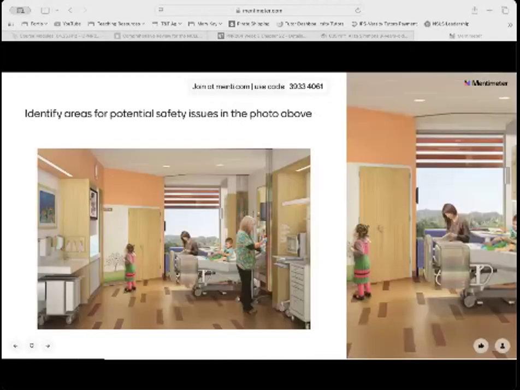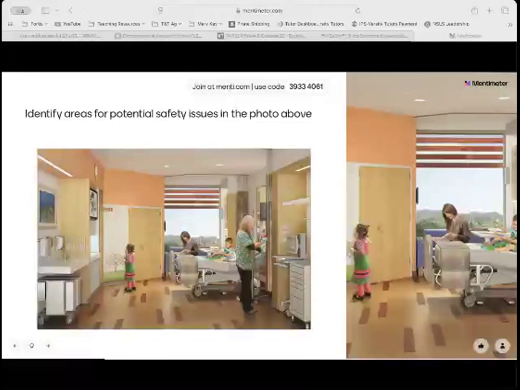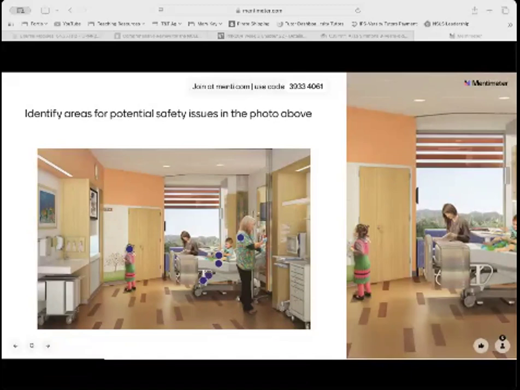Tell me some of the things that you see that are wrong or potential safety issues in that photo. You can either click on the photo or you can just shout them out. Tell me what you see. We've got the bed rail down, our bed's elevated in high position. Nurse has her back to our patient. Nobody's really paying attention to our patient in the bed, and it looks like he's about ready to climb out.